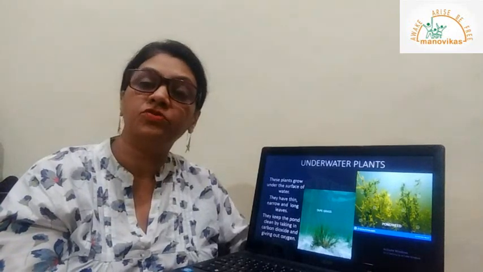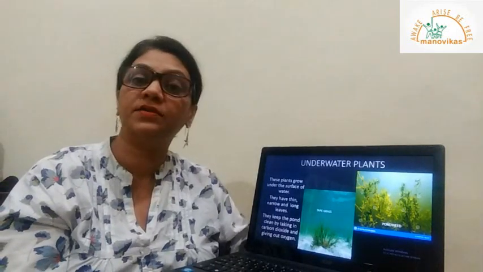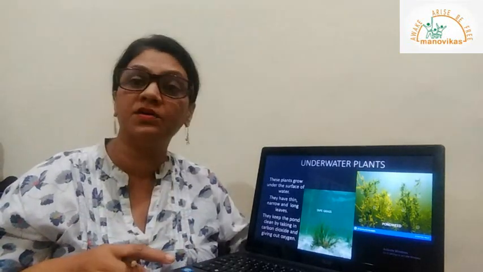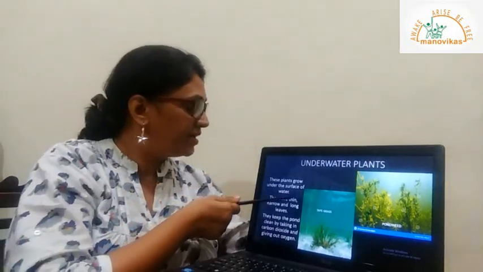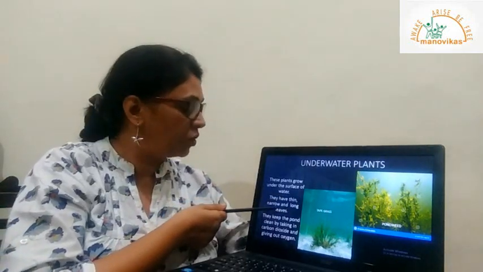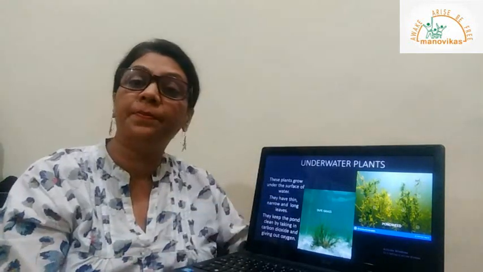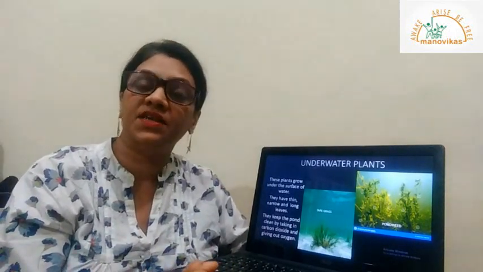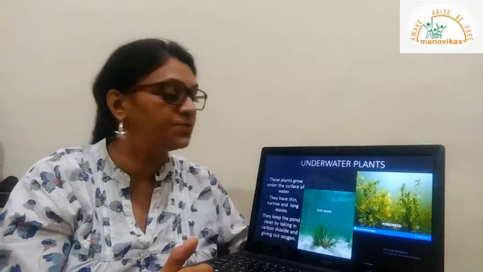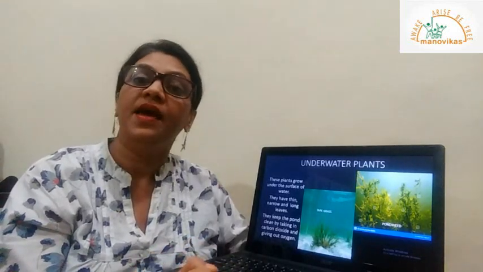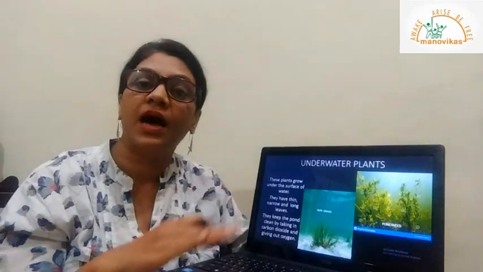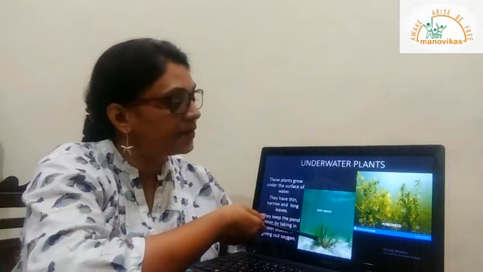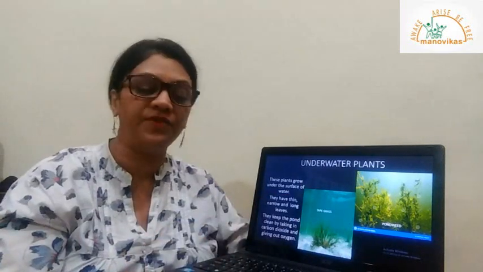Next, we come to underwater plants. These plants grow under the surface of the water. They are submerged in water. They have thin, narrow and long leaves. They keep the pond clean by taking in the carbon dioxide that is given out by aquatic animals. These plants take in carbon dioxide and give out oxygen. This is how they keep the pond clean. Examples are tape grass and pondweed.